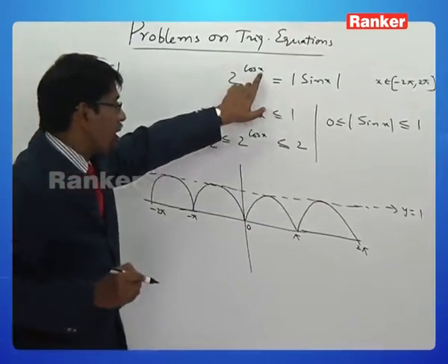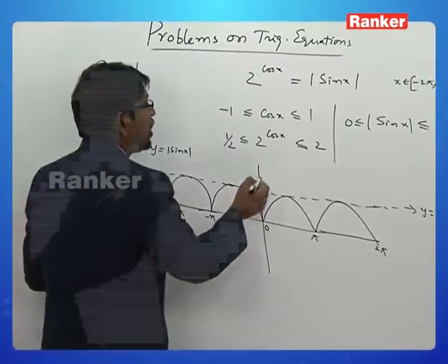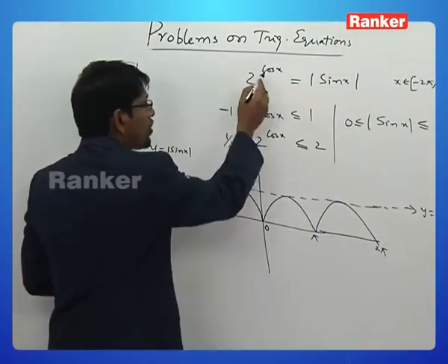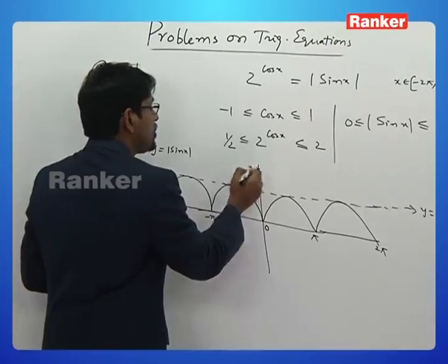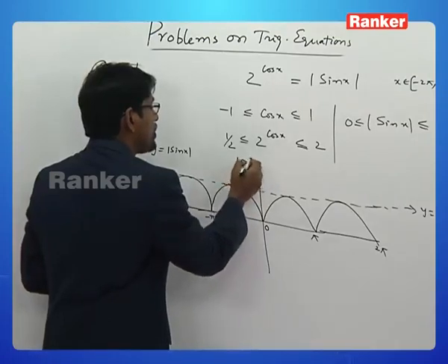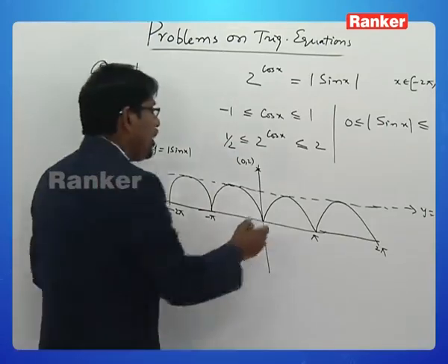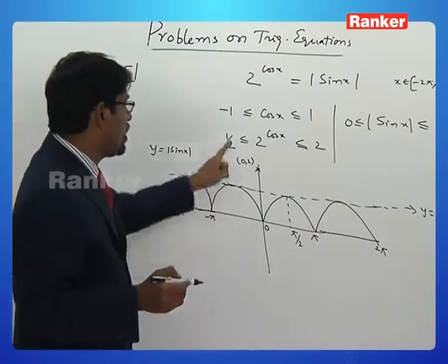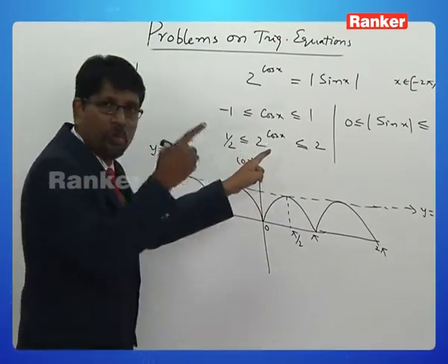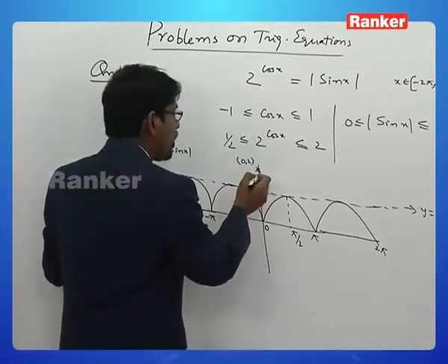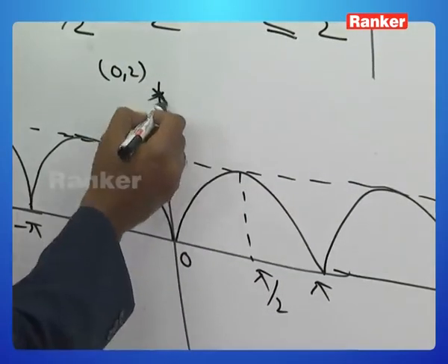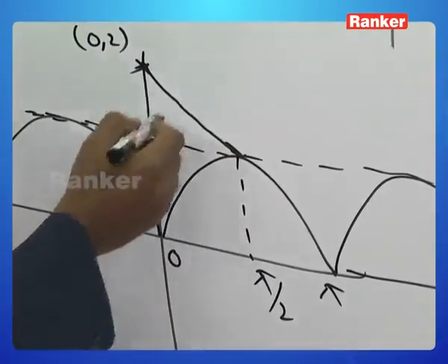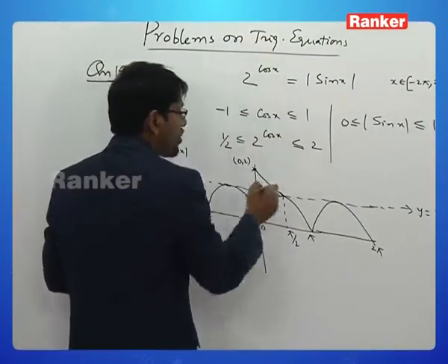When x is 0, cos x will become 1. So, we will start with 2 power 1, that makes it 2. (0, 2) is a point on the graph. When x is pi by 2, cos x decreases, so 2 power cos x will also decrease. It becomes 2 power 0, and that becomes 1.